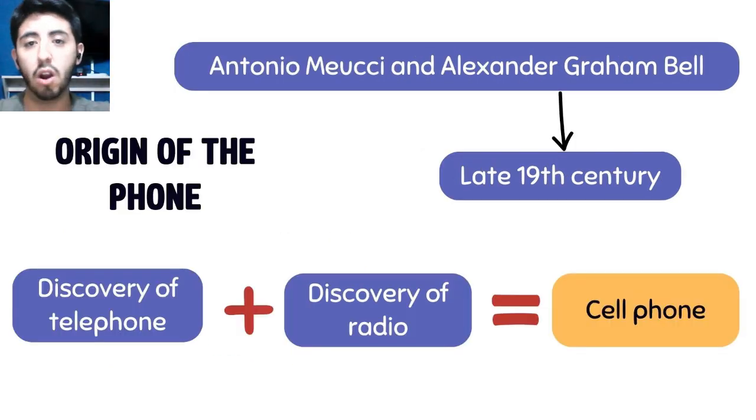Origin of the phone. Long before the cell phone, telephones were invented by Antonio Meucci at the end of the 19th century and patented by Alexander Graham Bell. The telephone was designed to transform electrical impulses into the human voice. However, for the cell phone to be possible, the radio had to be discovered as well. In other words, the cell phone required the transmission of information via electromagnetic waves and later through satellite waves.